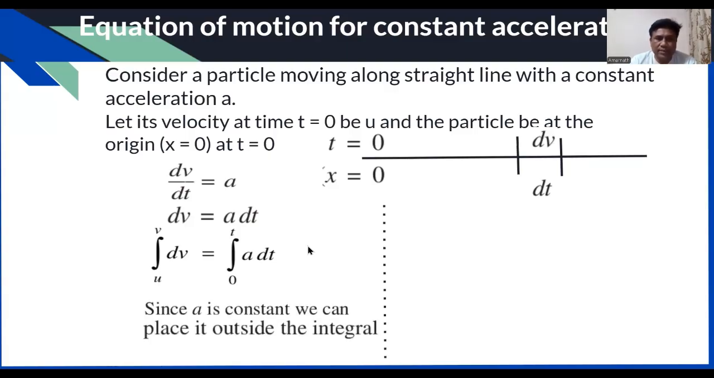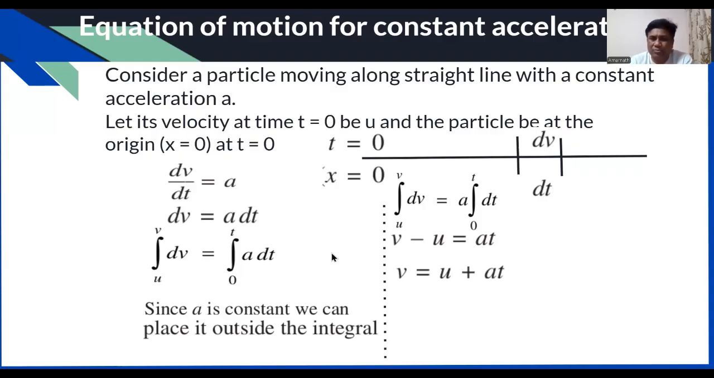Since a is constant, we can place it outside the integration. So a is out. Ultimately the integration of dv is v, so putting the limits, v minus u. And the integration of dt is t, so putting the limits, t minus 0, which is t only. Okay, v minus u equal to at. So v equal to u plus at. This is our first equation of motion.